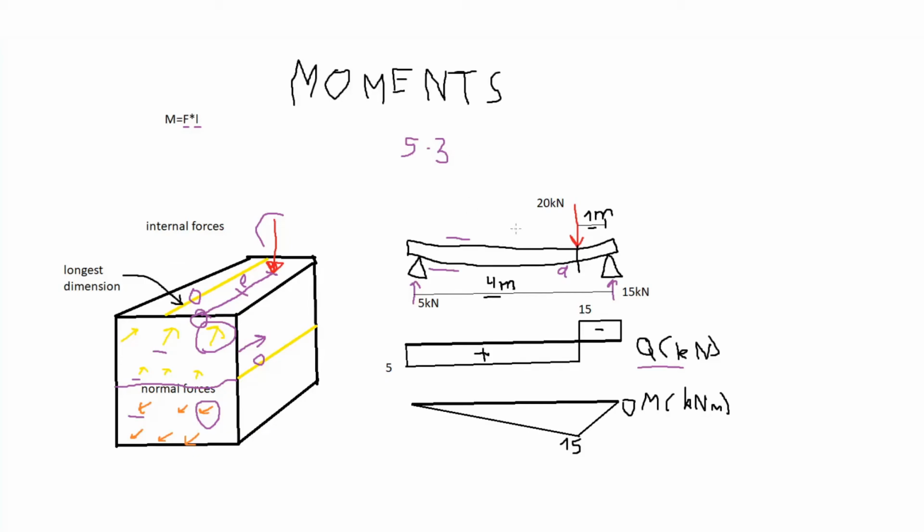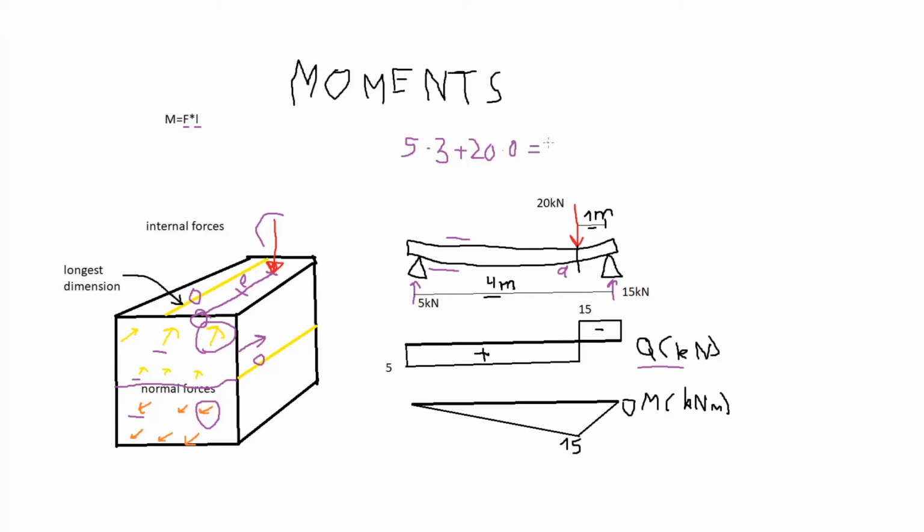And we don't have any other forces. We do have this 20 kilonewton force right at the cut, but since it doesn't have any moment arm, I guess we can write this force as 20 times 0, but generally we will not write a moment that has a moment arm of 0.